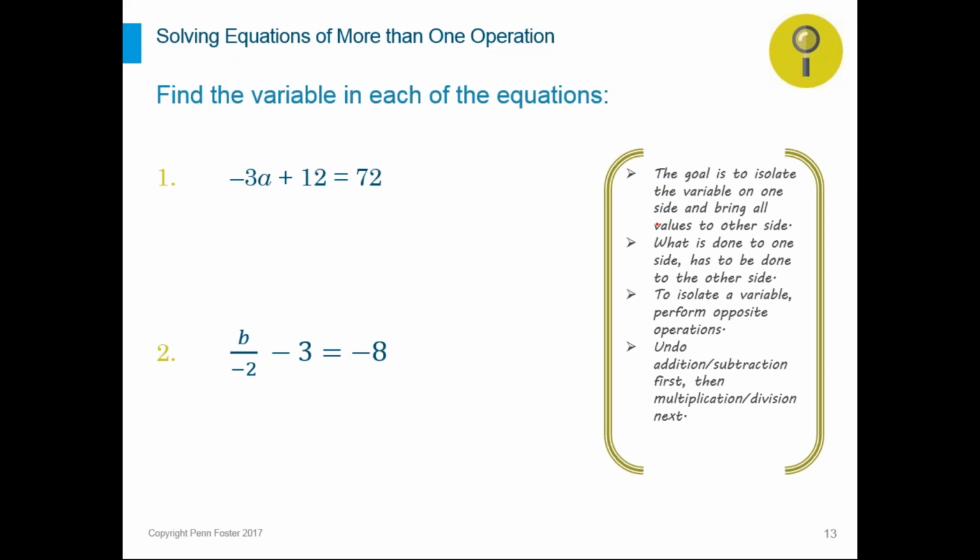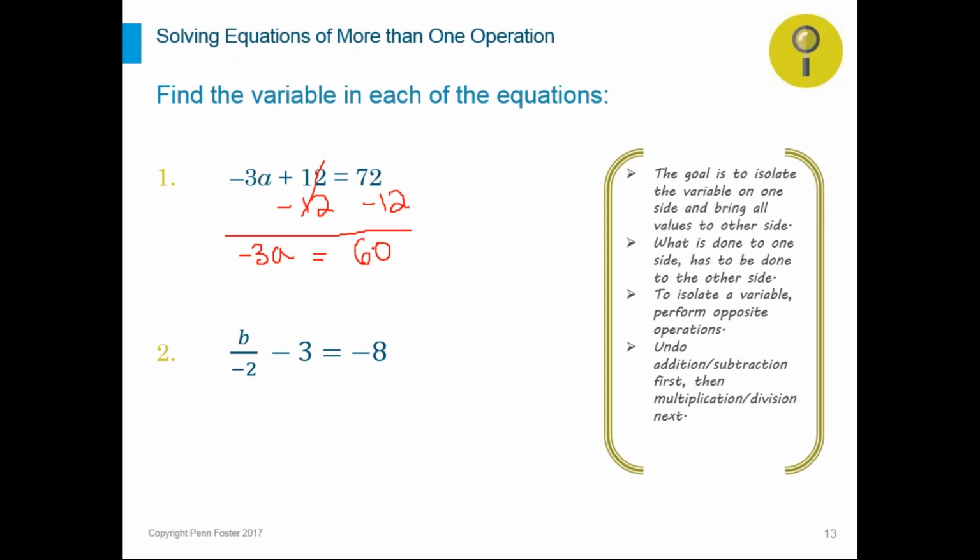So what should we do first? Should we undo the multiplication or should we undo the addition? Well, we're going to undo the addition and subtraction first, and then if division or multiplication exist in the same equation, then we undo them next. So we have to subtract 12 and subtract 12. At this point, we have negative 3a will be the same, negative 3a. Now 12 minus 12 is 0, so that's gone, equals 72 minus 12 is 60.